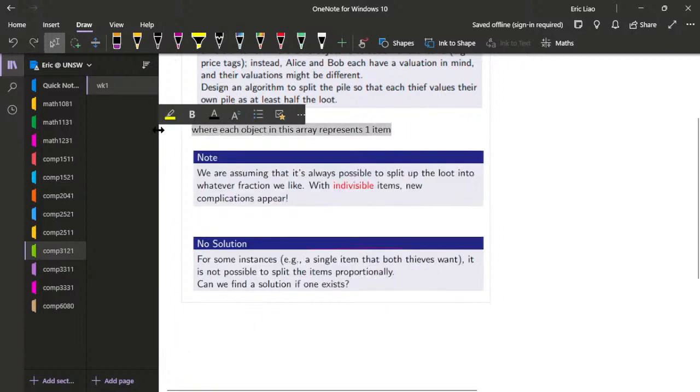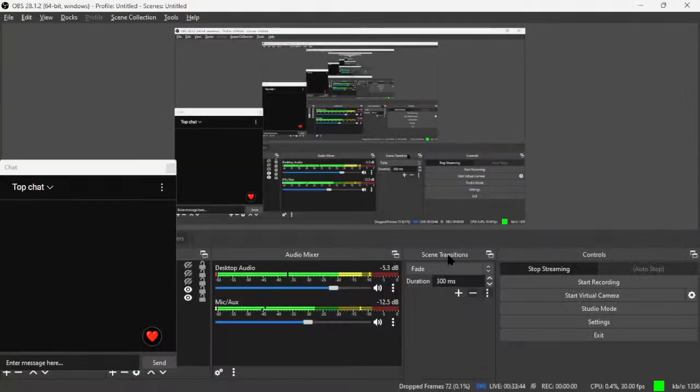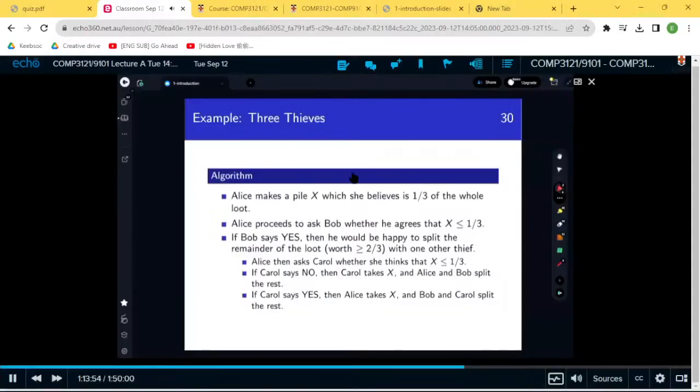Items. So it's not discrete? If Bob says yes, then he would be happy to split the remainder, so everything except X, with Carol. So we need to ask Carol the same thing. Carol, do you agree that X is worth at most 1/3?